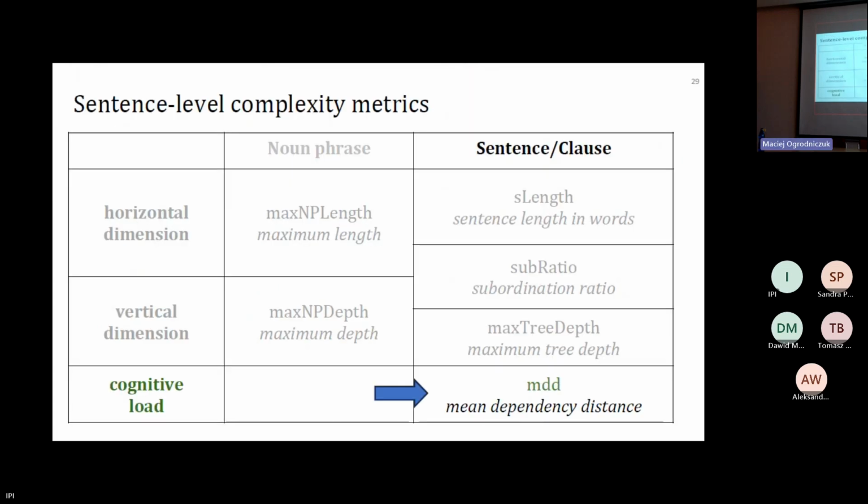And you can see it in the graphs. This is French, very deep. This is Polish in the middle, and this is Czech, very flat, because you have only coordination. It would be even flatter, but due to the way Universal Dependencies treats coordination, it's kind of dependent on the first conjunct. So what about the sentence-level complexity metrics?